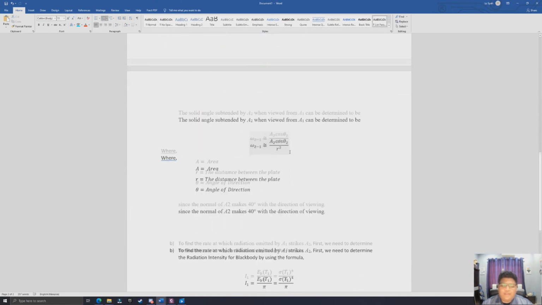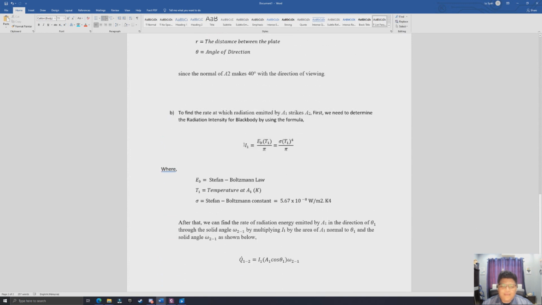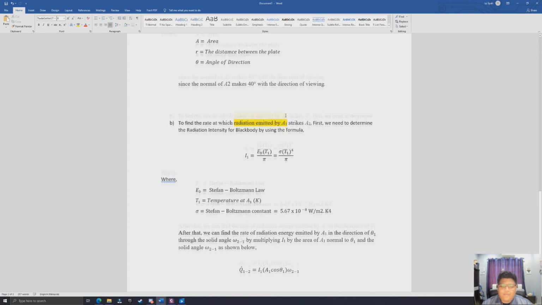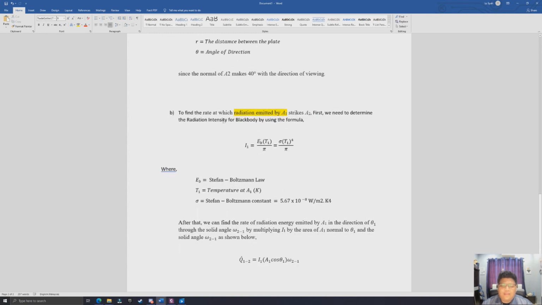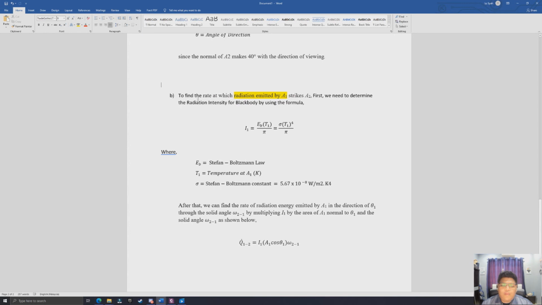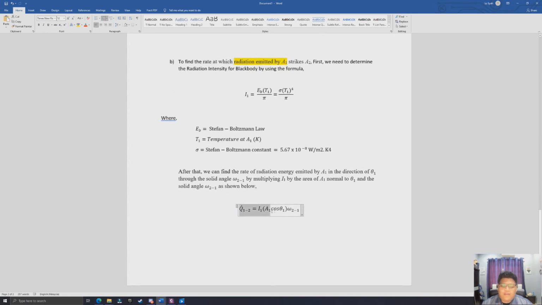So that's all. Next, question B: we will find the rate at which radiation emitted by A1 strikes A2. The keyword you want to see is radiation emitted by A1. First we need to determine the radiation intensity for a black body. Why do we need it? Because this is the formula of radiation emitted.